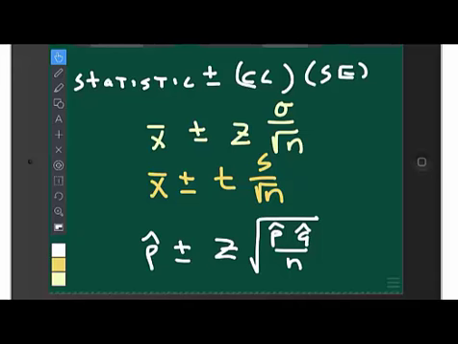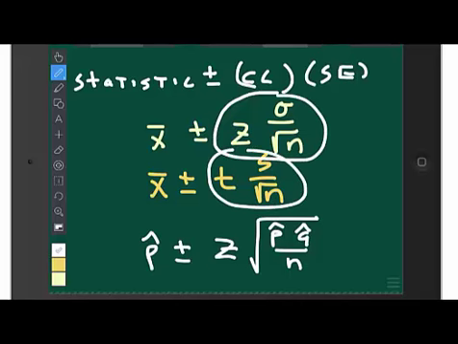Before I stop this video, I will make a couple of points. If you see multiple choice questions that ask you for the margin of error, they're talking about everything on the right-hand side here, no matter which formula it is. Those are the margin of error: confidence coefficient times standard error. Of course, be careful on these.